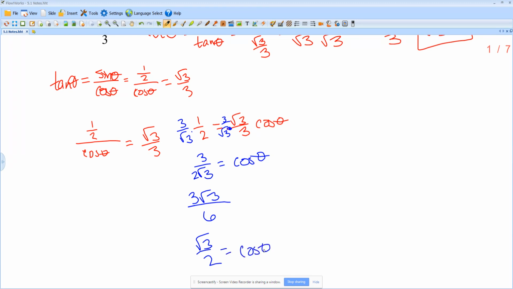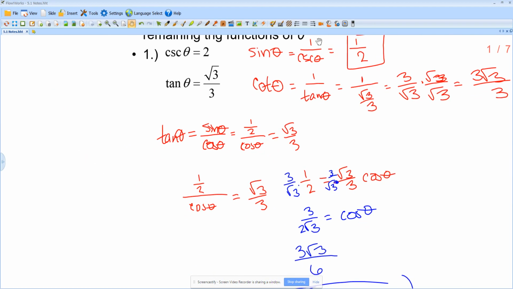Now you might be thinking like, whoa, I did not follow most of what happened. Don't worry, that's perfectly fine. I would never really expect that you would do this problem in this way. It's just a cool thing that you could do. So again, just walking through it, what I did is said, well, tangent is sine over cosine. Sine is 1/2, so it's 1/2 over cosine. And that's equal to tangent, which I knew was root 3 over 3. And then I solved that equation for cosine.